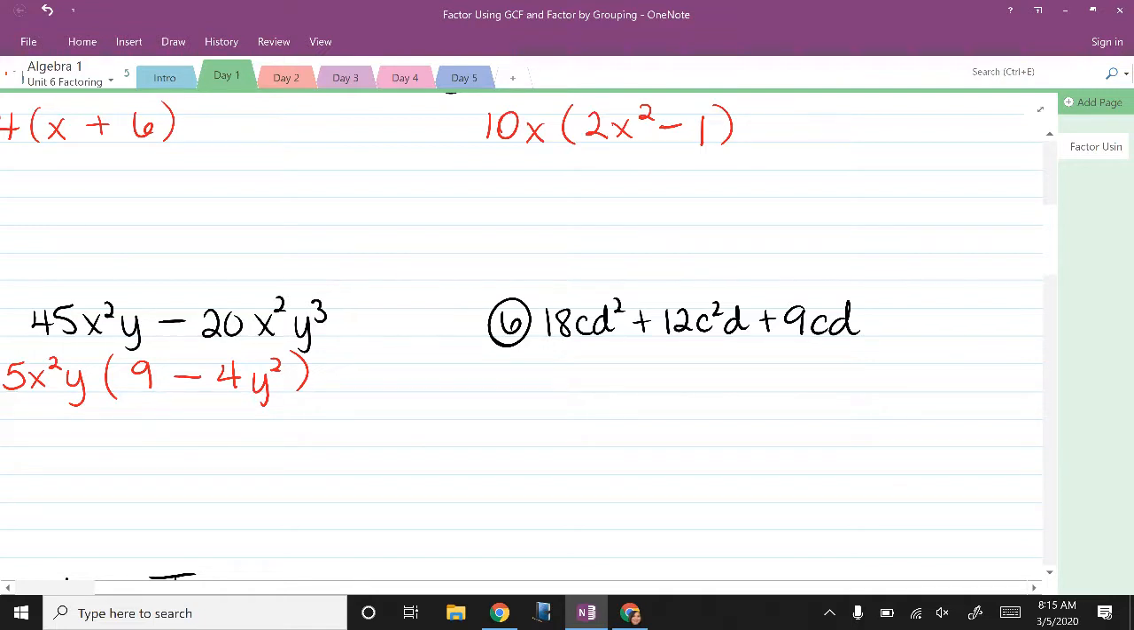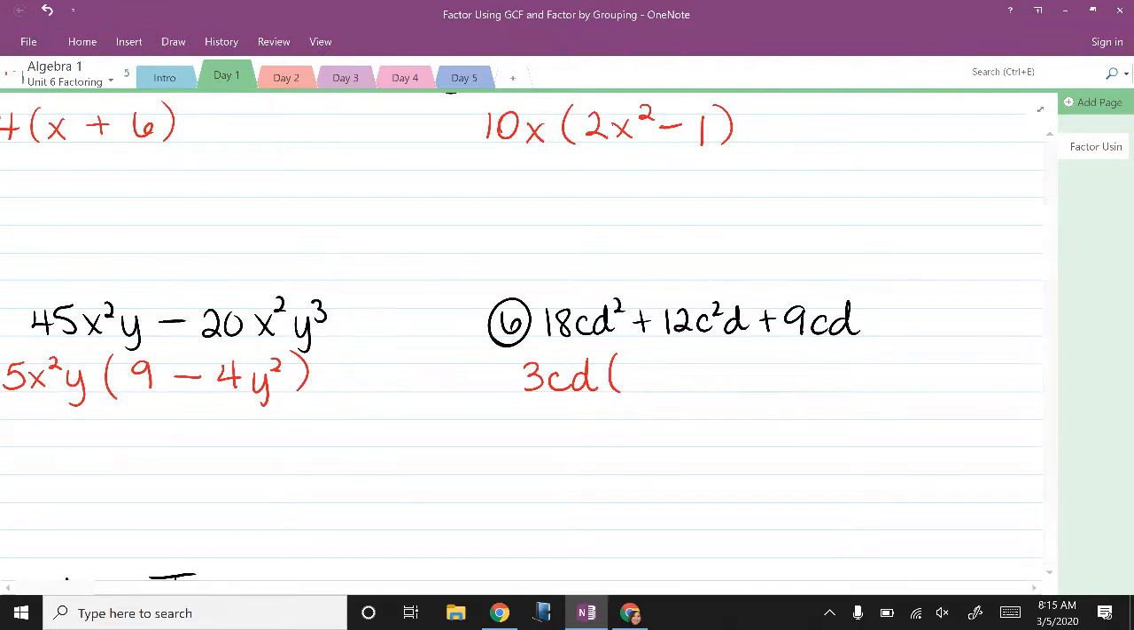Now, 18, 12, and 9. What's the largest number that goes into all 3 of those? Y'all agree it's 3? Okay. Do all 3 terms have a c? What's the smallest one? Do all three terms have a d? Yes. What's the smallest one? Good. So is everybody okay with 3cd being the GCF? That's a lot of letters.